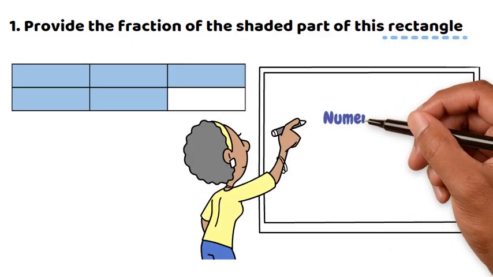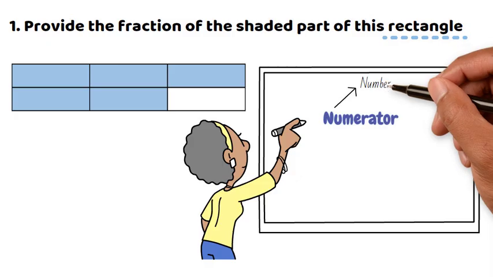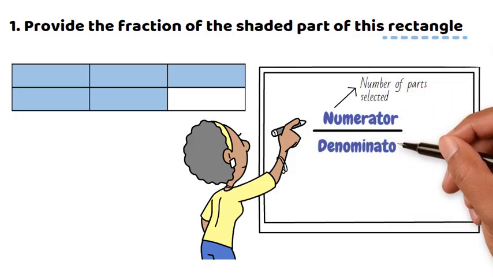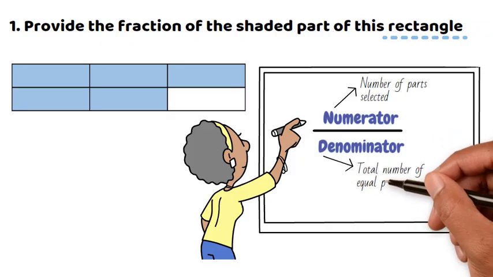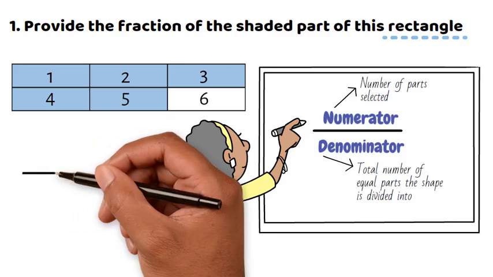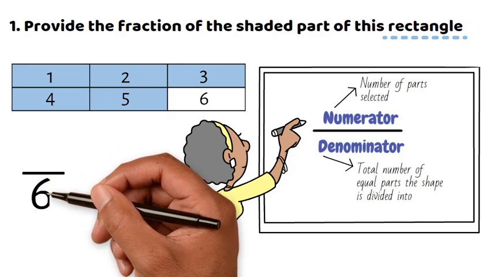We have the numerator. That tells us the number of parts that have been selected. Then we have the denominator. That tells us the total number of equal parts that the shape has been divided into. So this rectangle has been divided into 1, 2, 3, 4, 5, 6 equal parts. We therefore know that the denominator of the fraction would be 6.